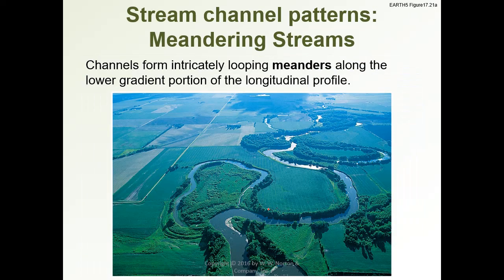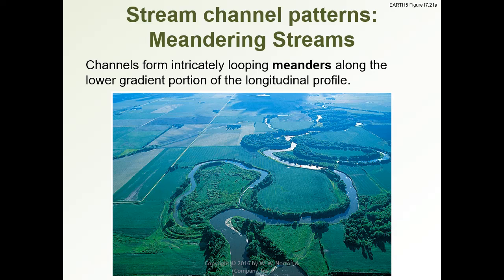As we move down the stream system, we'll move into the meandering patterns. So these are where we have a single channel, and it will form looping sinuous meanders. So this is the curvy, loopy, snake-like streams. These tend to happen in the lower gradient areas, so they happen in zone 2. So these evolve a lot over time.